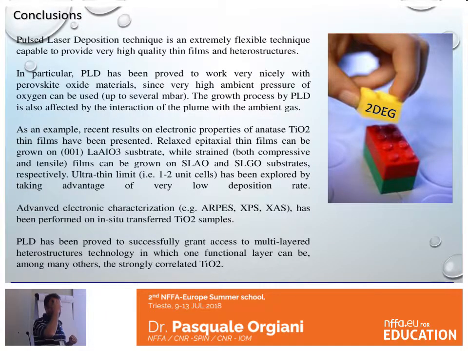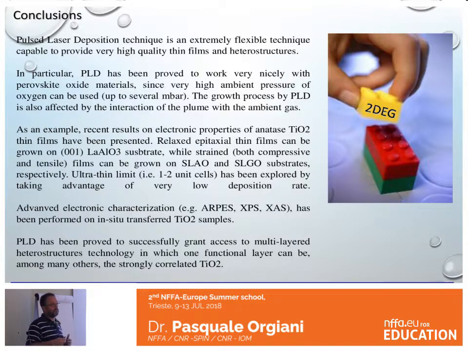Let's make this conclusion. I hope to show you that PLD is an extremely flexible technique. Of course, you have the problem that, unlike the other techniques, you have the interaction of the plume with the background pressure, which always has to be taken into account when you are growing your film, but it still allows you to grow in very different background pressures, up to 1 millibar, 2 millibar, 3 millibar. Okay? Then you can apply any kind of monitoring system like RHEED also for PLD. And of course, this technique is still having a lot of success with oxide thin films.